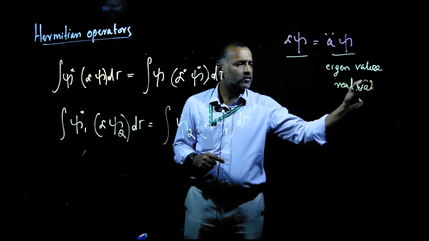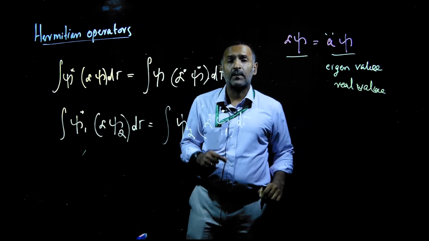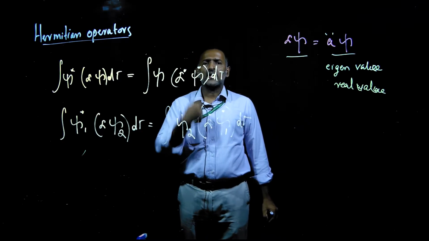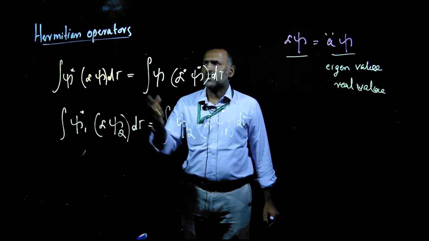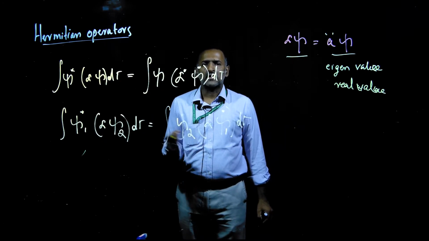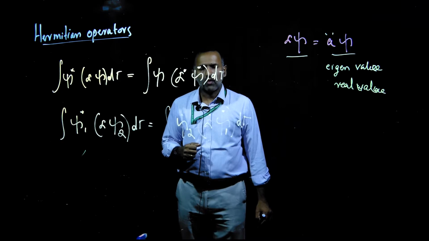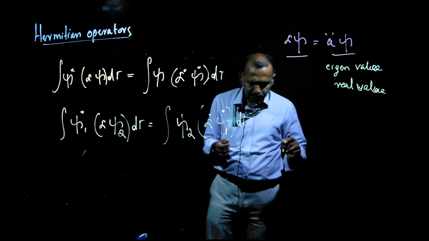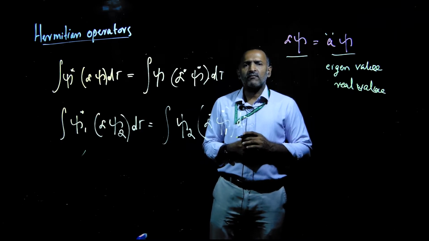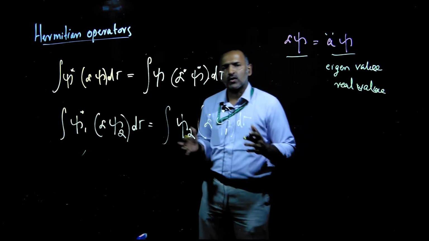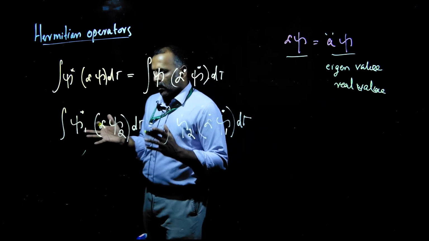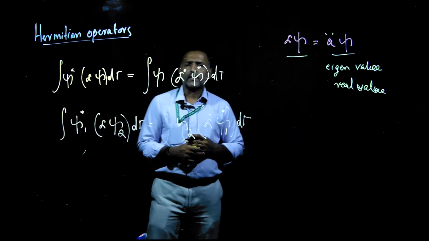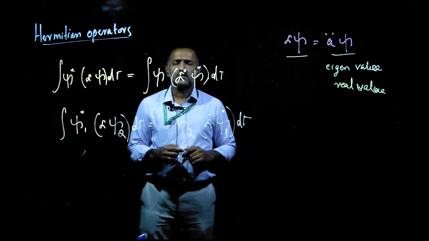So always you have to select your operators such that the result values you obtain will be real values. That is the definition of Hermitian operators. As you know, the second postulate states that for any observable there should be a quantum mechanical operator, and that operator should be a Hermitian operator. So that is about Hermitian operators.